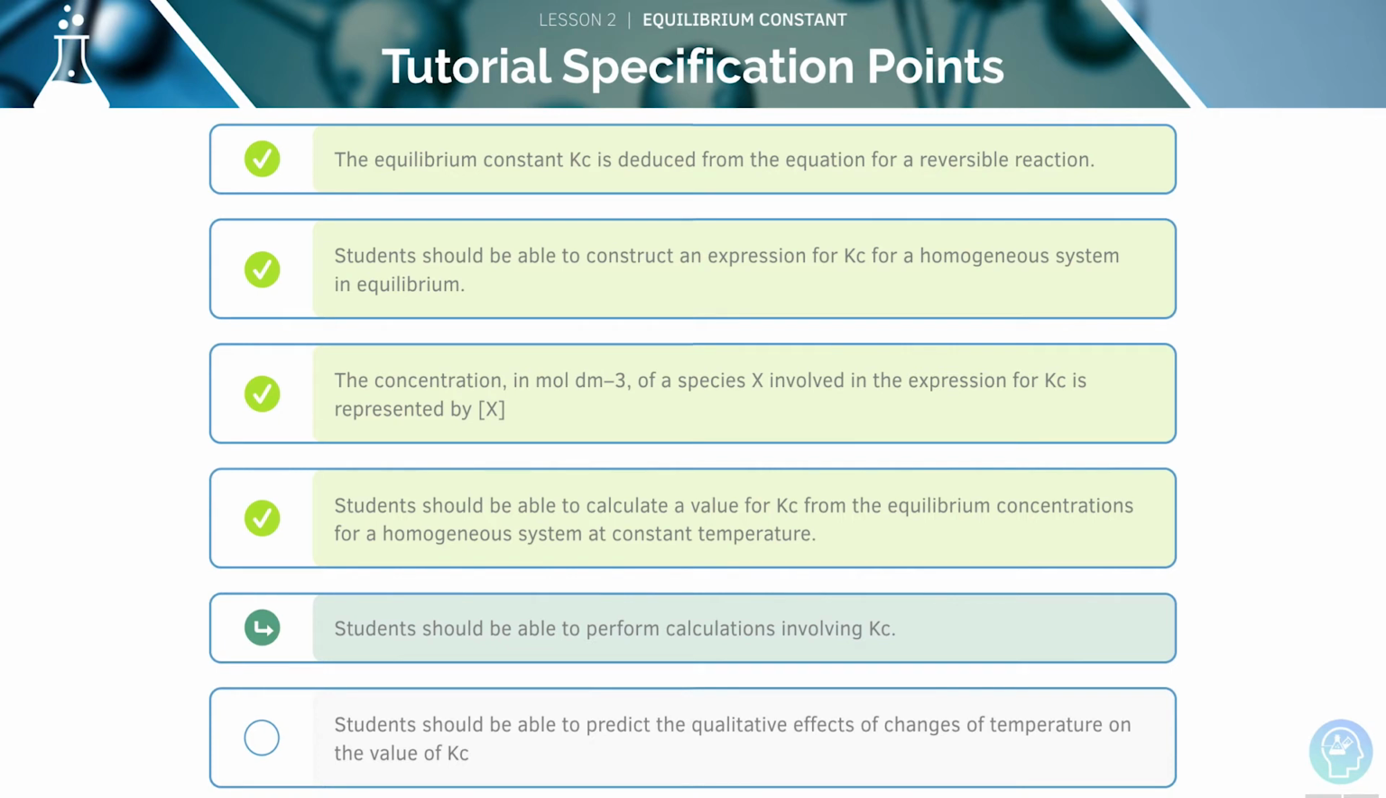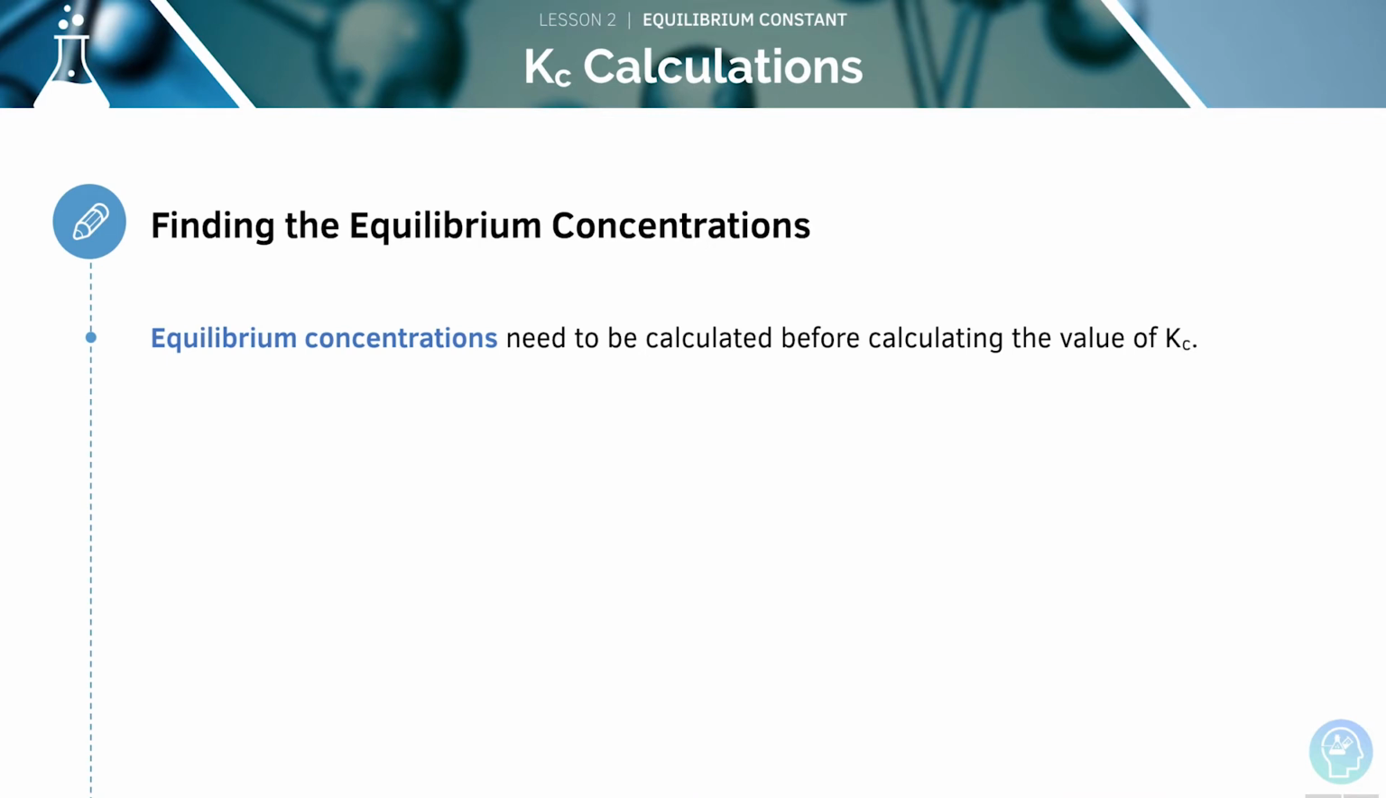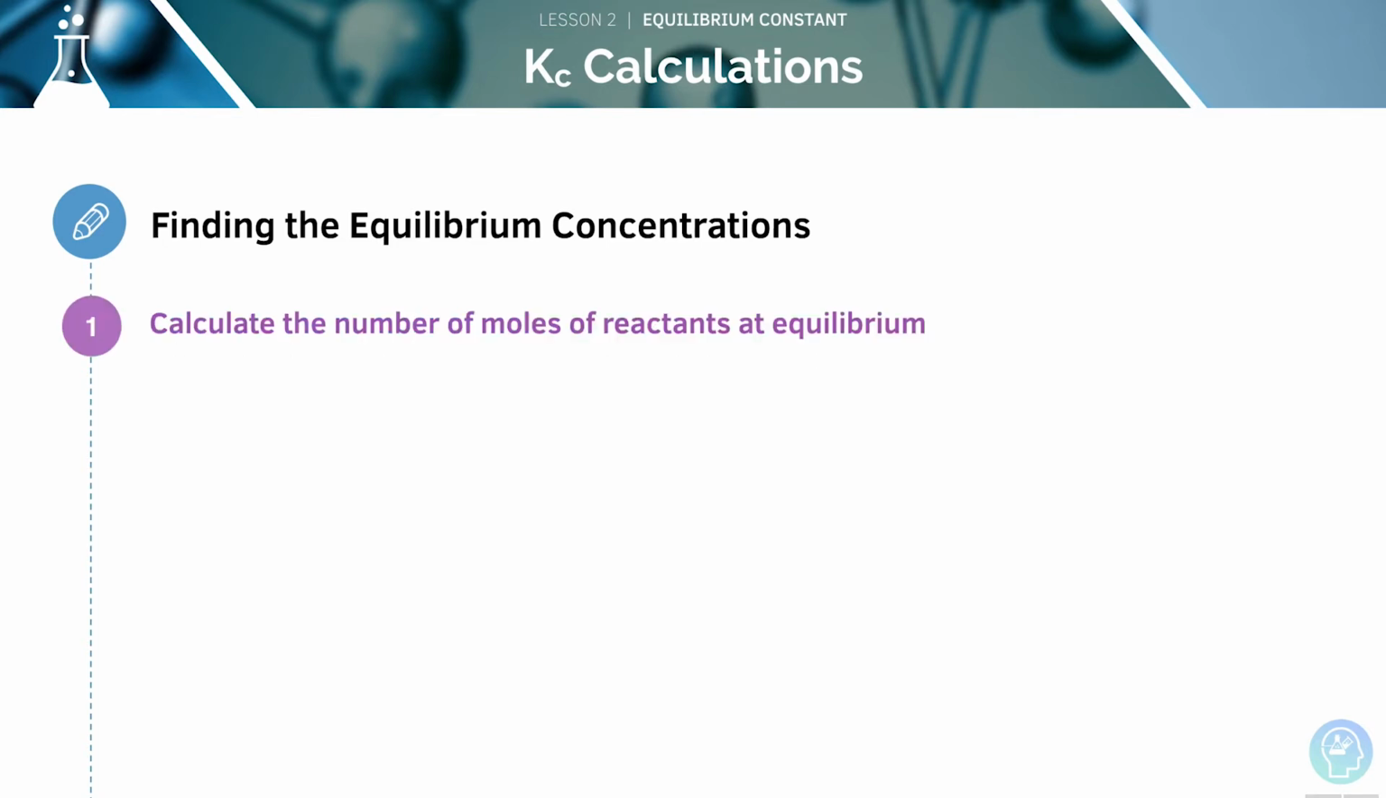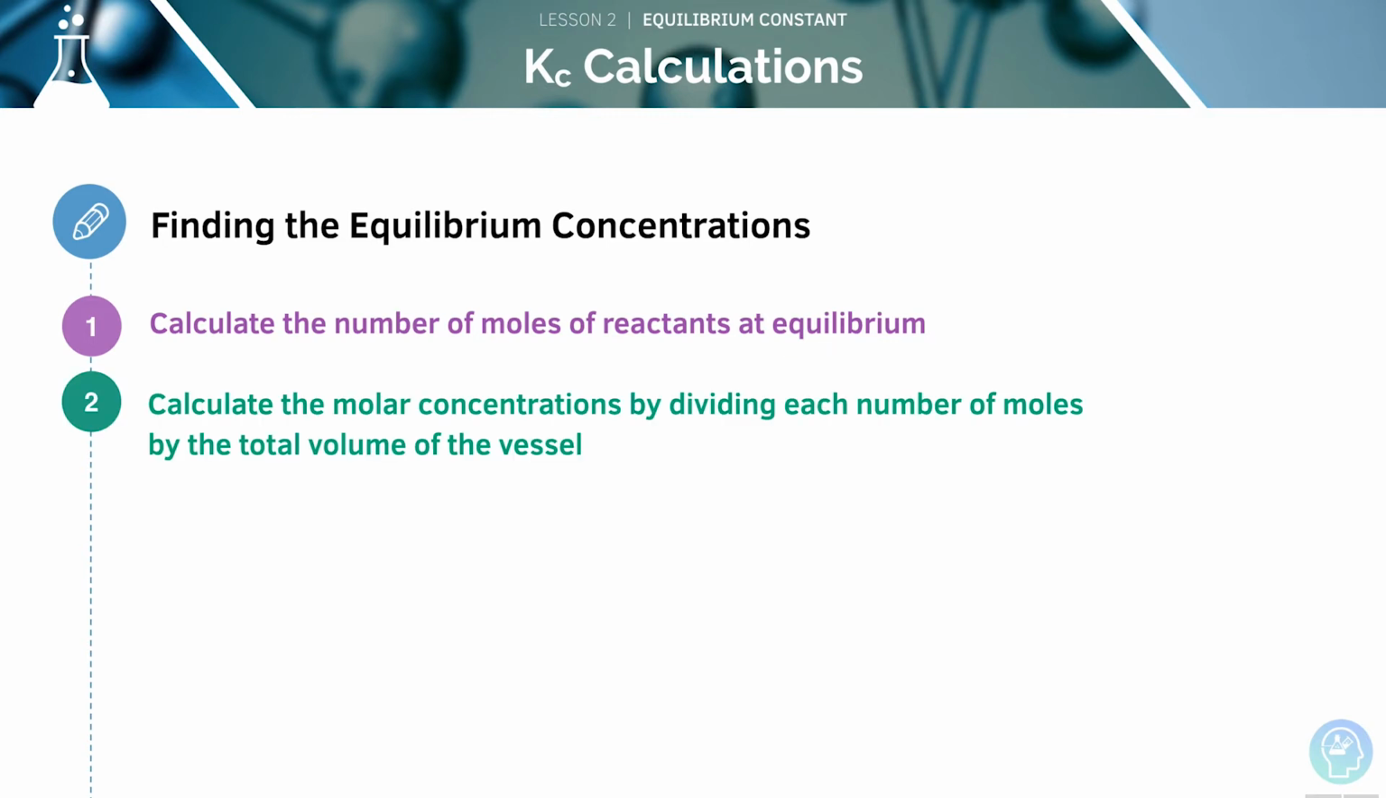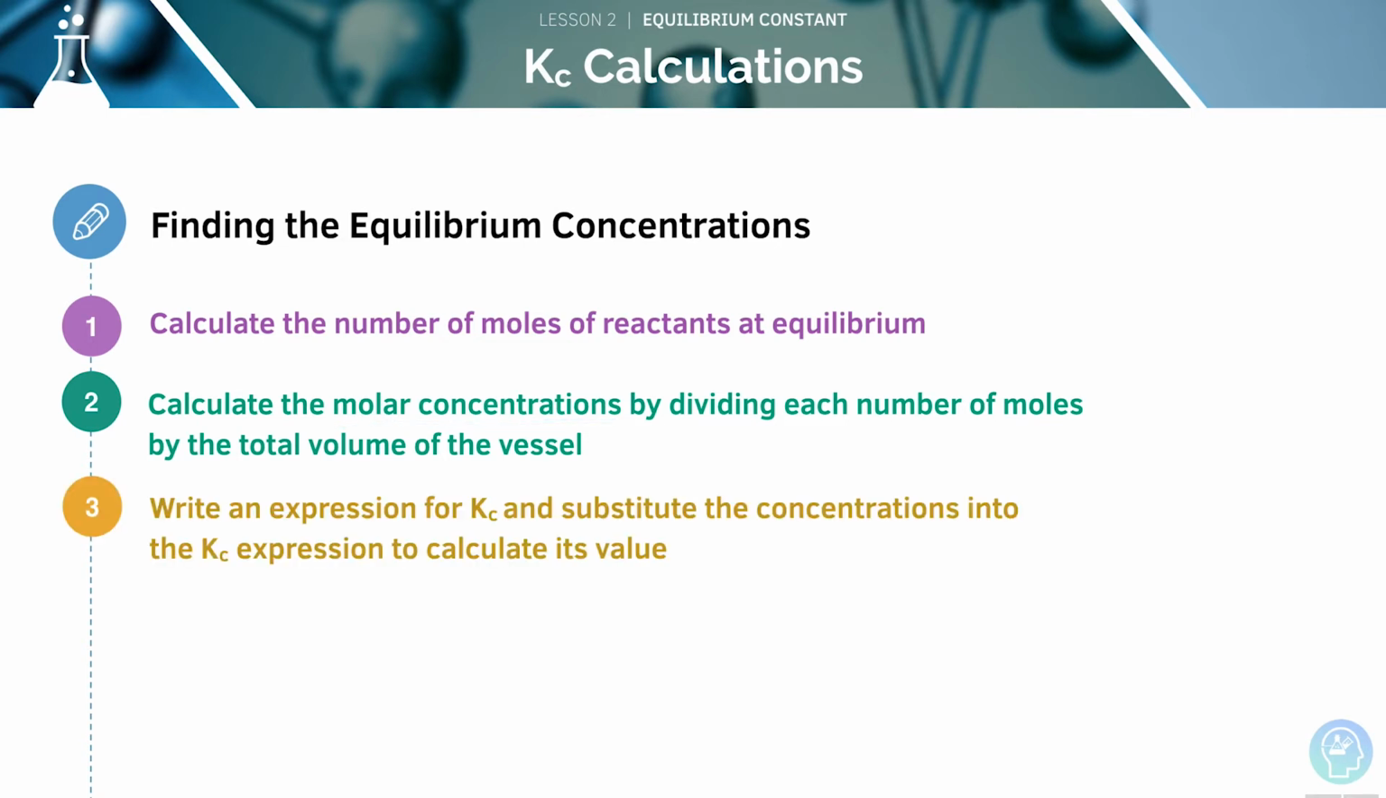Our next objective is to perform calculations involving Kc. Sometimes you will have to calculate the equilibrium concentrations in the reaction before you can calculate the value of Kc. First of all, we would need to calculate the number of moles of reactants at equilibrium. Next, we can calculate the molar concentrations by dividing each number of moles by the total volume of the vessel. Then, we can write out an expression for Kc and substitute the concentrations into the Kc expression to calculate its value.